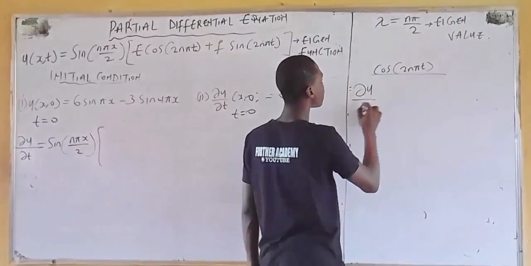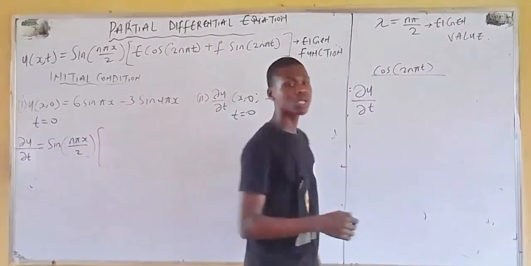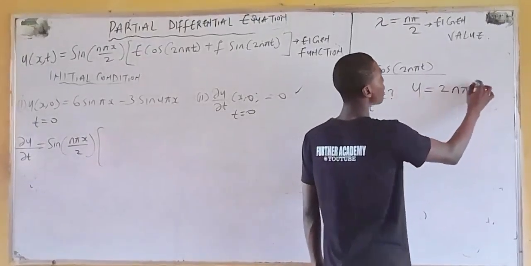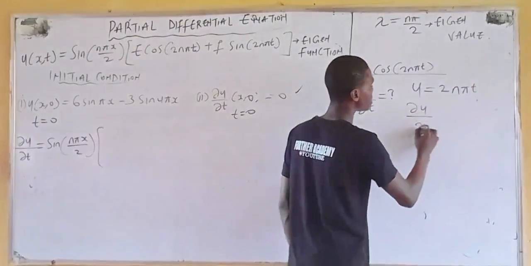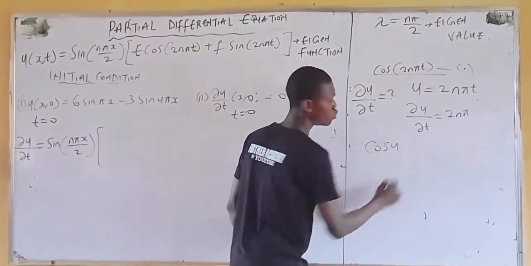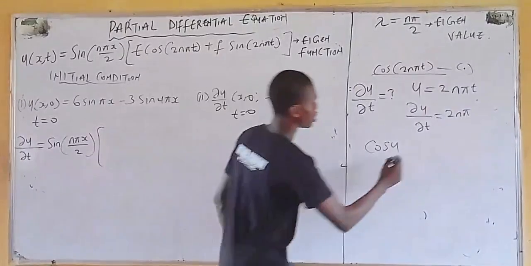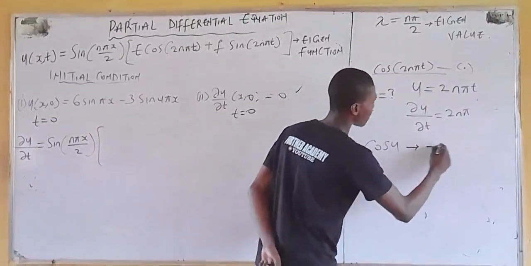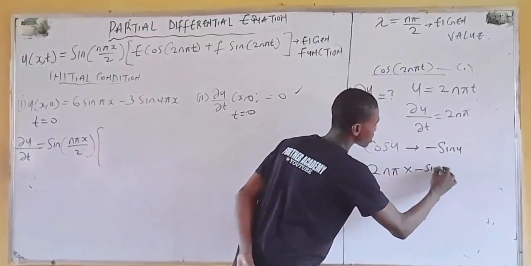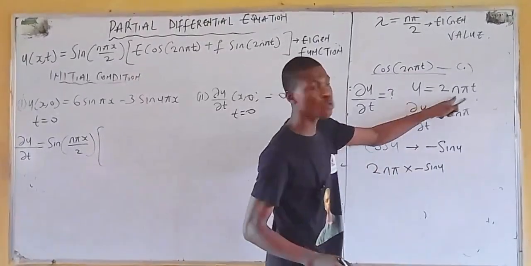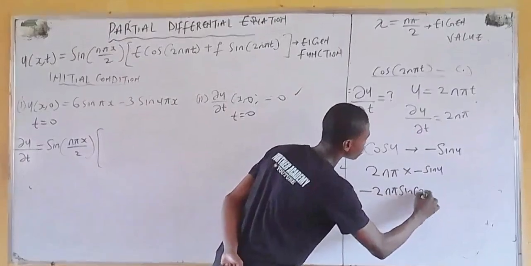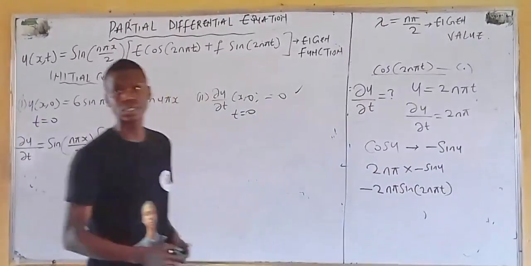I want to get the partial derivative of u with respect to t. I'm going to say that u equals 2nπt, right? Meaning that du over dt becomes 2nπ. Then my original equation becomes cos u. What is the derivative of cos u? The derivative of cos u is minus sin u. Meaning that 2nπ multiplying negative sin u, where u is 2nπt. So substitute. You have negative 2nπ sin(2nπt). That's it. Any question?